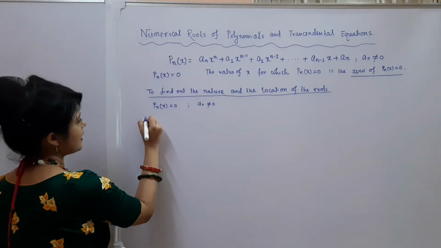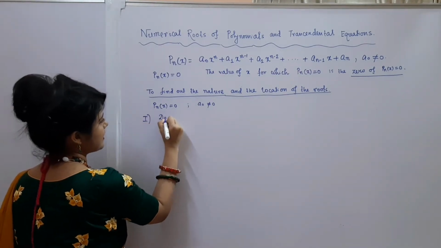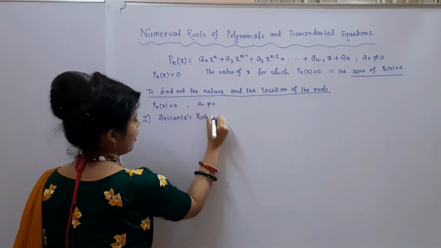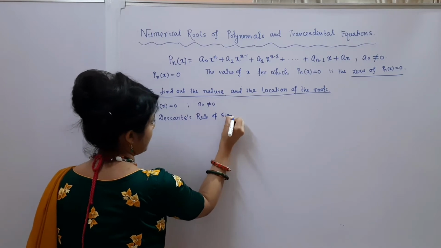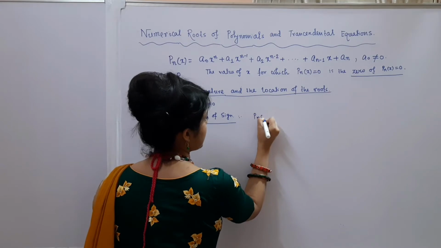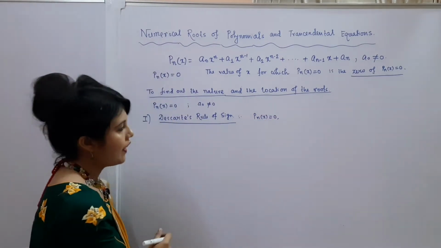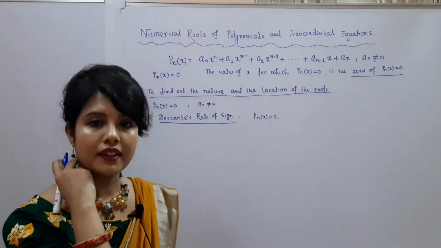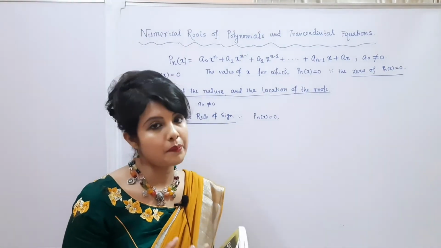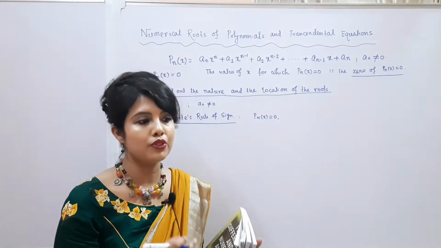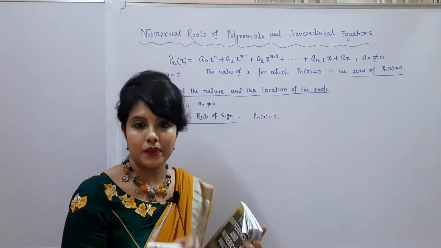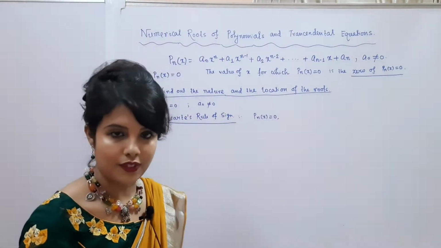Now the first rule is Descartes' rule of signs, okay. So what is Descartes' rule of signs? If we consider the polynomial Pn(x) = 0, then the polynomial can have positive roots or negative roots. So how do you find how many positive roots or how many negative roots are there in Pn(x) = 0?